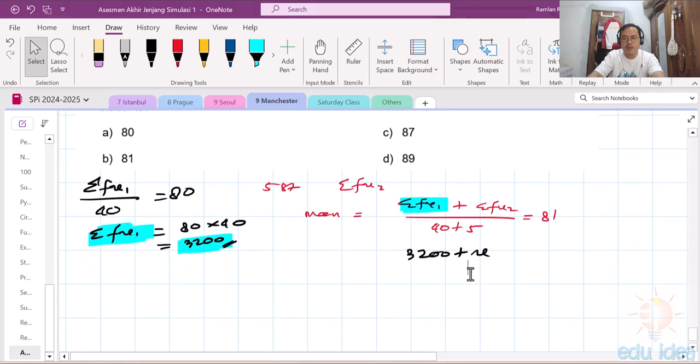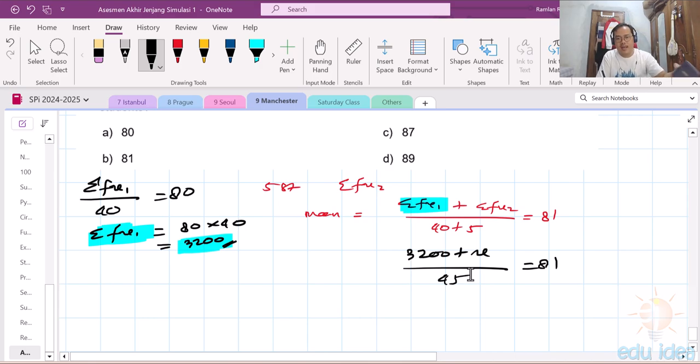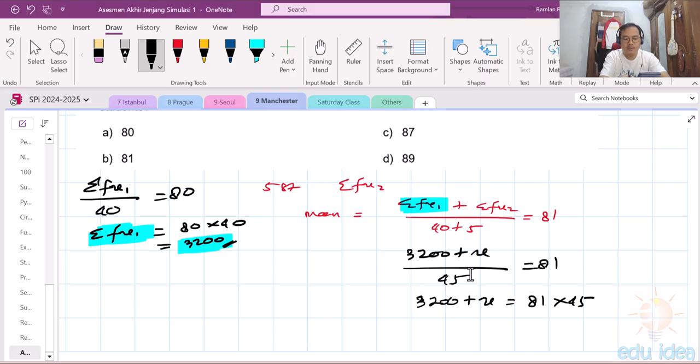And then the one on the bottom here, we have 40 plus 5, which is 45, and it equals 81. So again, this is pretty simple algebra, right? We can multiply both sides by 45. That'll be 3200 plus x equals 81 times 45. Okay, 81 times 45 is 3645.